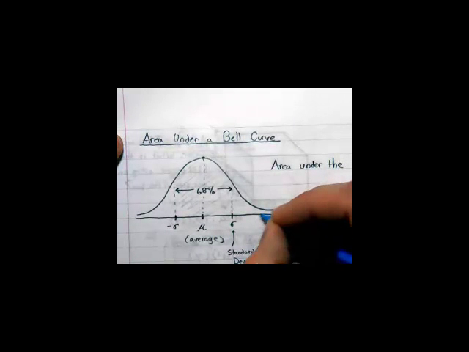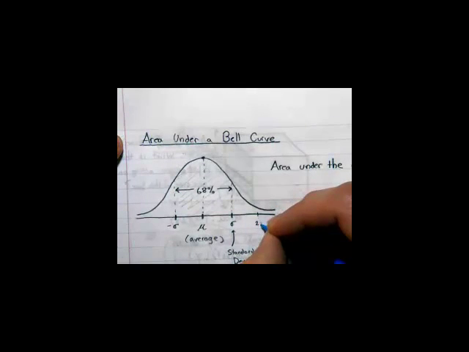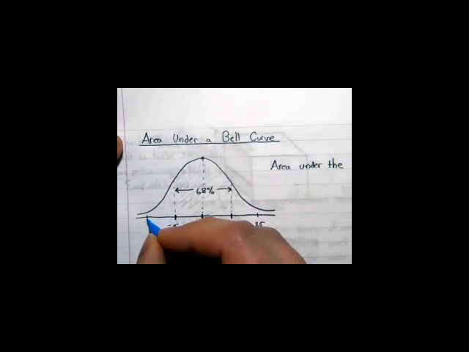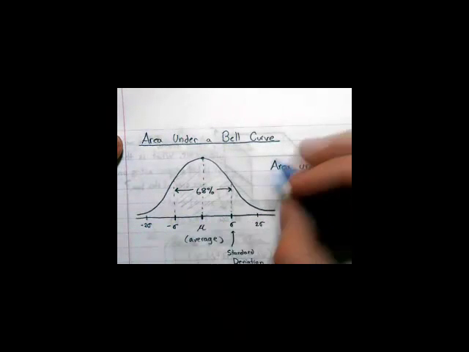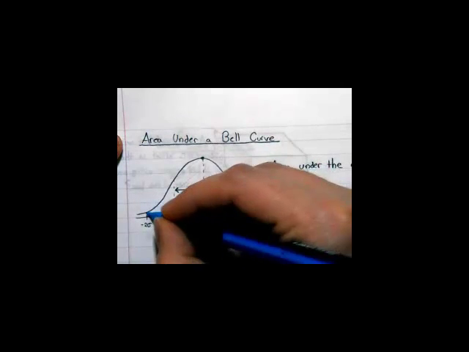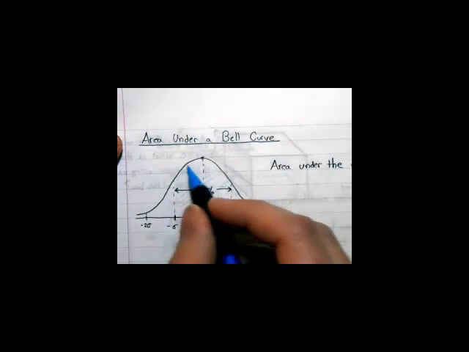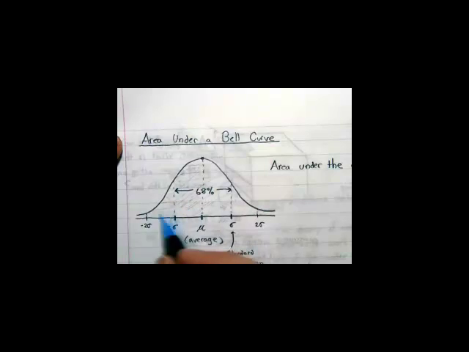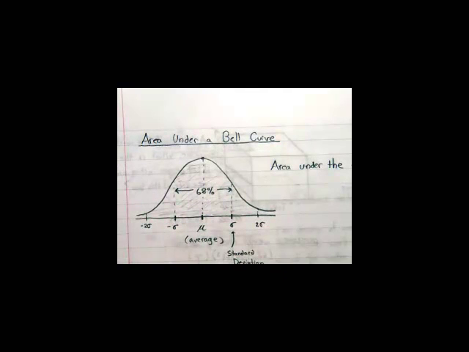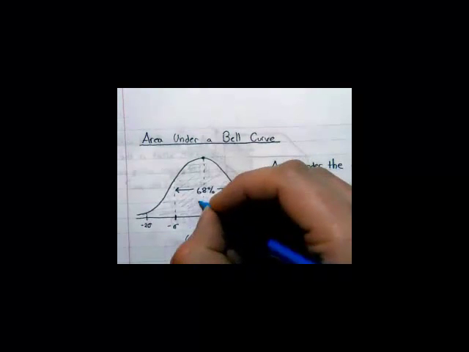So if you go 2 standard deviations out, from here to here, now we've got even more of this thing. And 2 standard deviations will always get you 95% of the data.